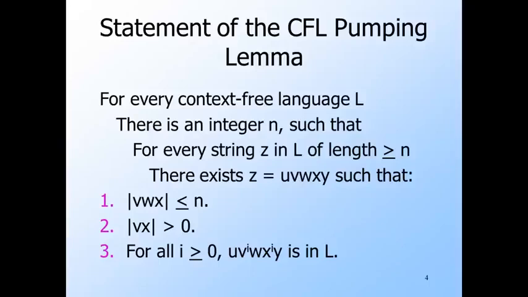We win the game and prove L is not context-free by allowing the adversary his choices of n and the breakup of z subject to the constraints 1 and 2, and then picking an i such that u v^i w x^i y is not in L.